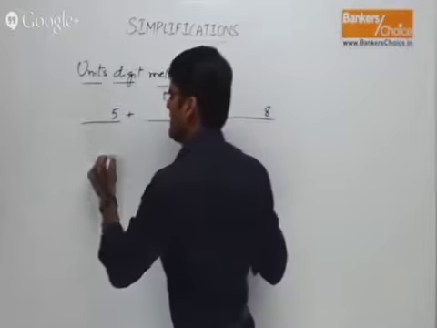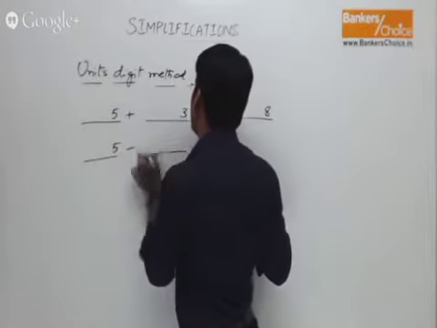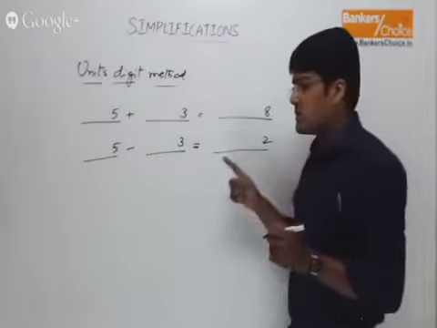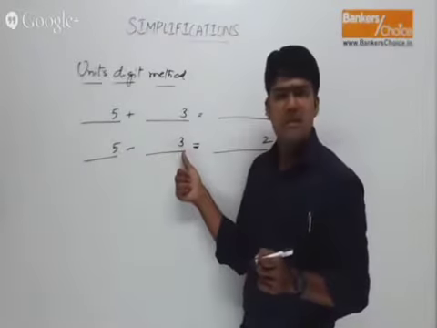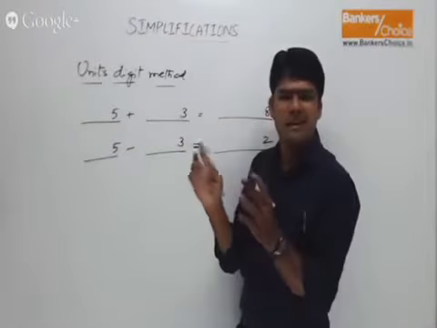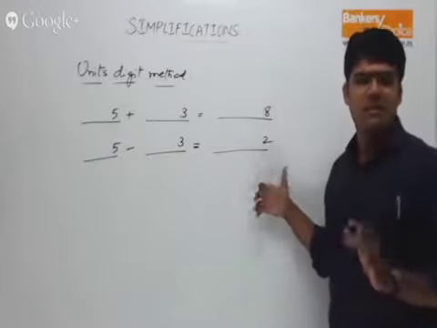Similarly, subtractions. For example, 5 minus 3, let's say. This will end with what? 2. Because we will first subtract this one with the next one, right? Provided this is larger. This number has to be larger than the second one, right? So you understand that 5 minus 3 will give you 2.